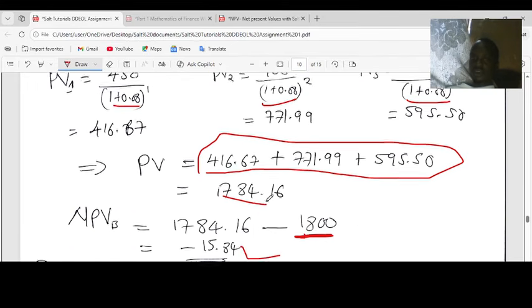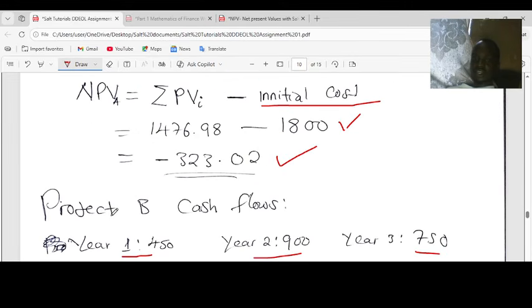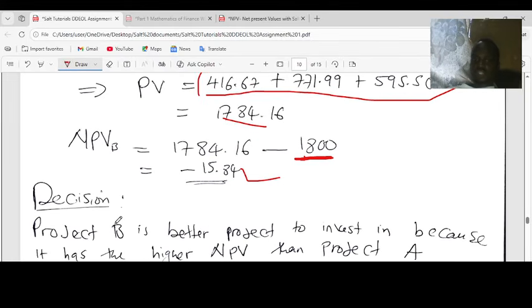So comparing the two numbers, what will be the decision? Remember I said that if something is greater than 0, that's when we can accept. If it is less than 0, we reject. But both of them are less than 0, so we just check which one is better than the other. So the decision here, if you look at project B, it's the better project to invest in because it has a higher NPV than project A.